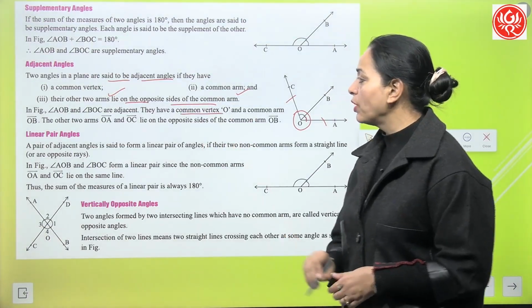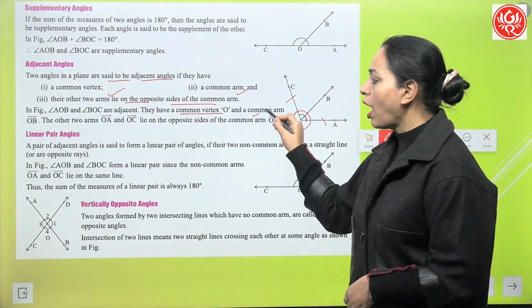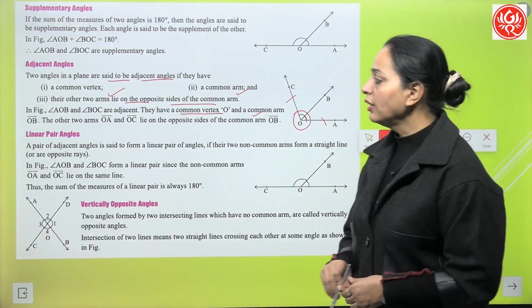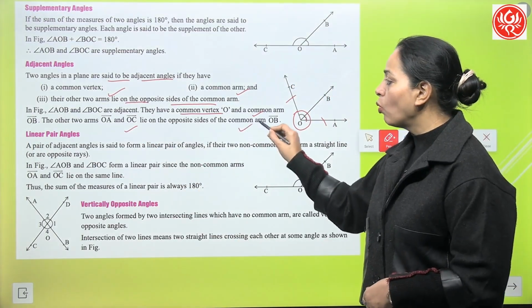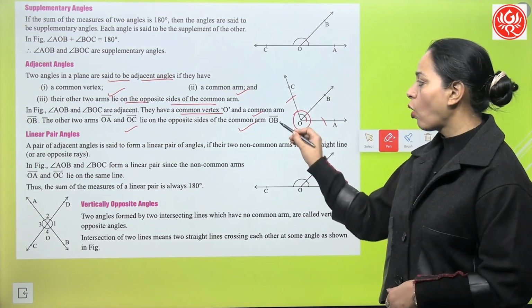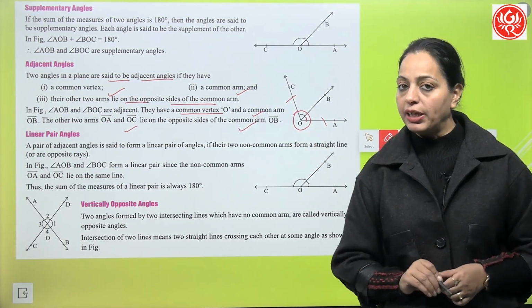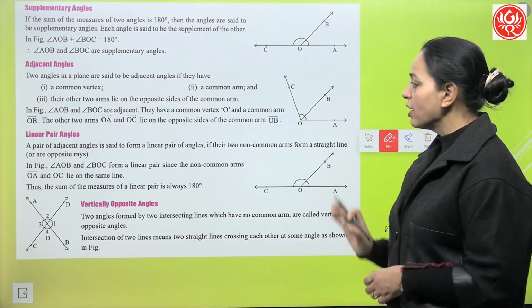They have a common vertex O, common arm OB, and the other two arms OA and OC lie on the opposite sides of the common arm OB. I hope this is clear to you.